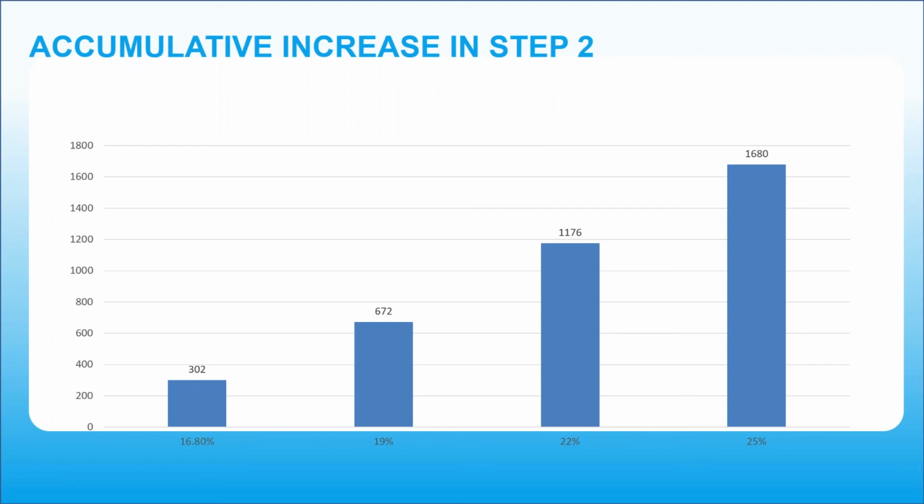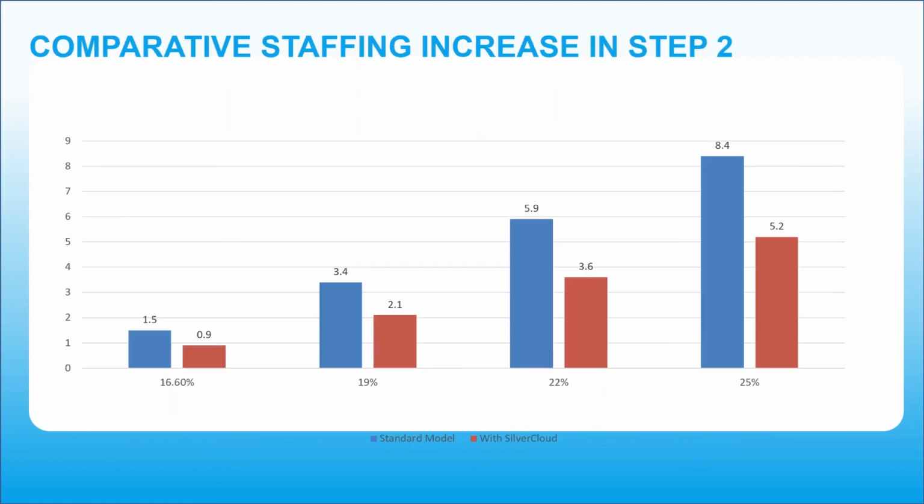So then on the next slide, what I've been able to do is to run how many patients would be different between the standard model and with SilverCloud. So here in year 1, it's gone from needing 1.5 people to only needing 0.9 people. And then in year 2, 3.4 people rather than 2.1, and then 3.6 rather than 5.9, and then in the final year 5.2 compared to 8.4. So this is just showing you the impact of actually being able to increase the productivity when using SilverCloud.